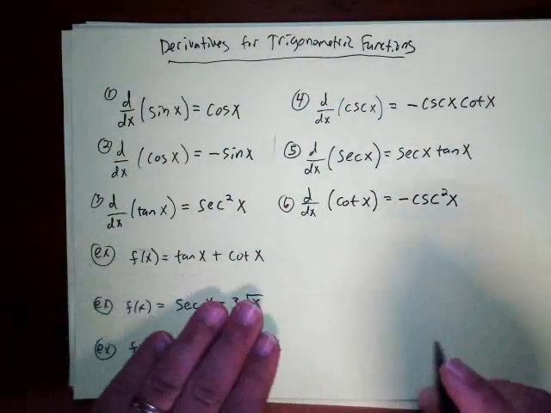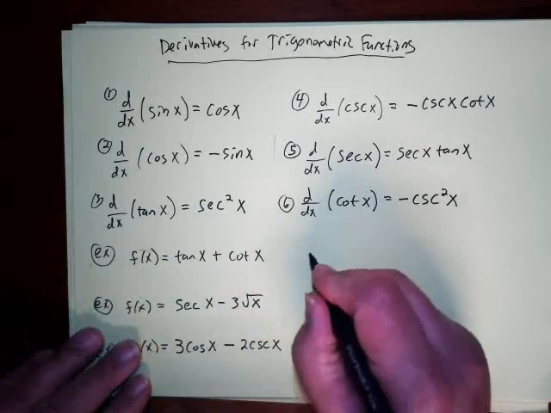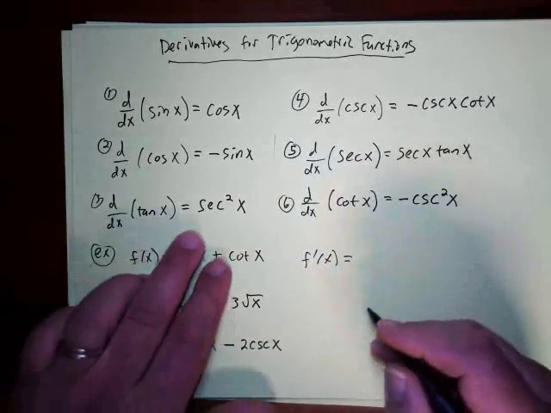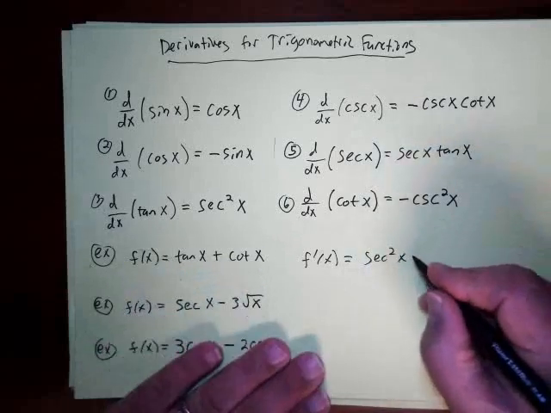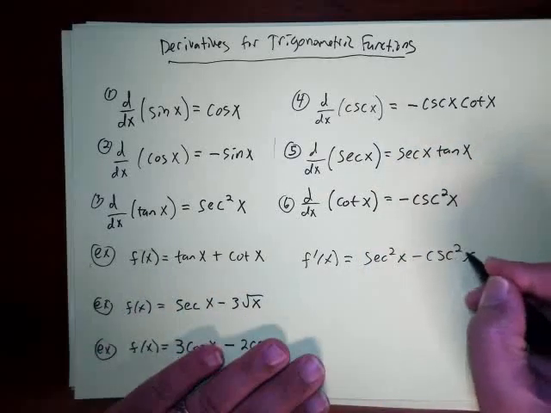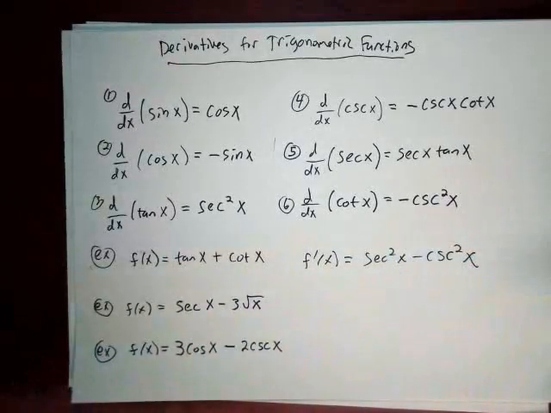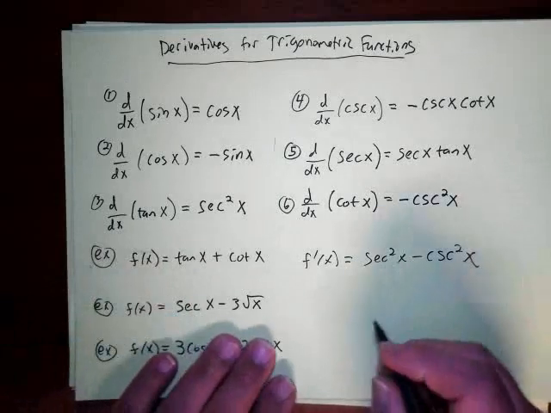So let's see if we can use them here. So to find this derivative, maybe I'll write them over here. F prime of x. For tangent, we get the secant squared x. For cotangent, it's the opposite of the cosecant squared x. So the derivative of this is equal to that. Okay. So what about this?